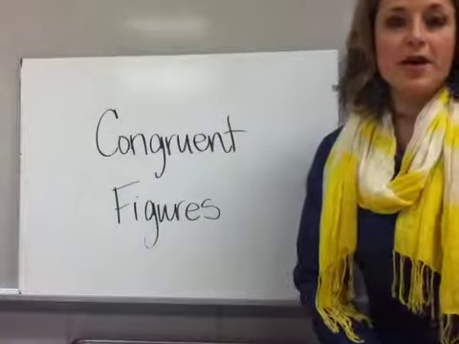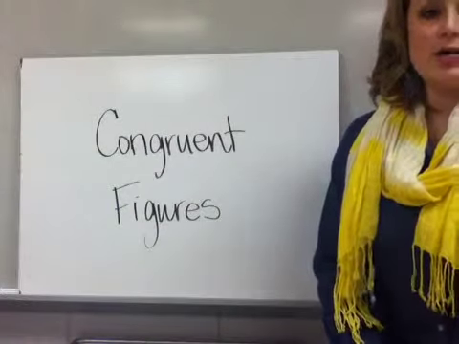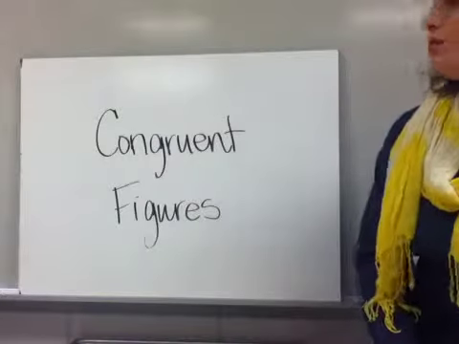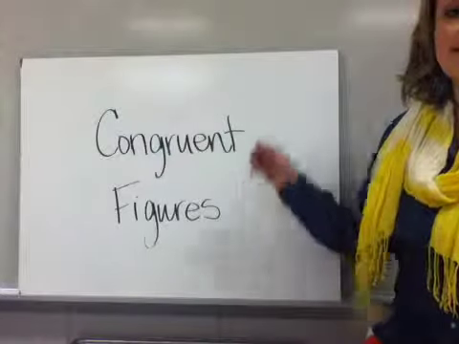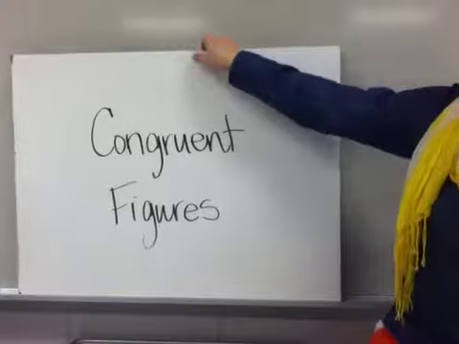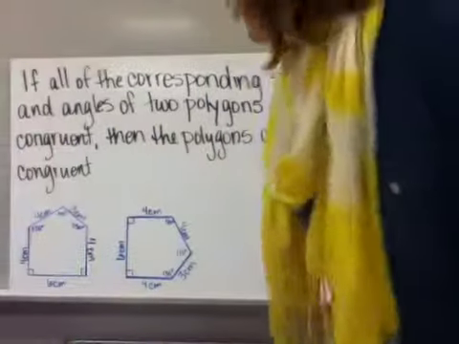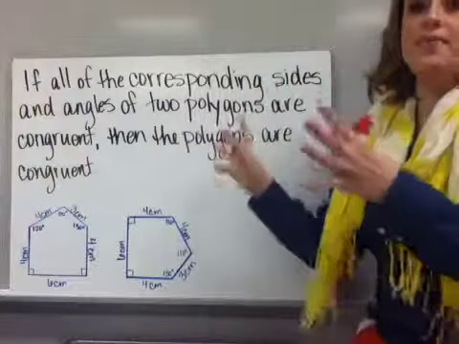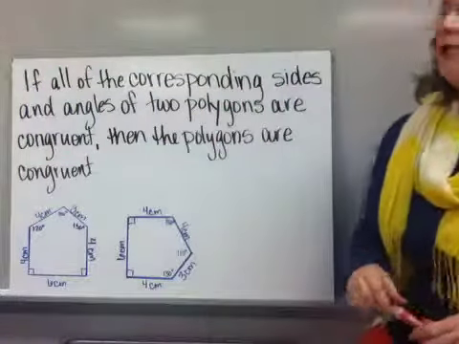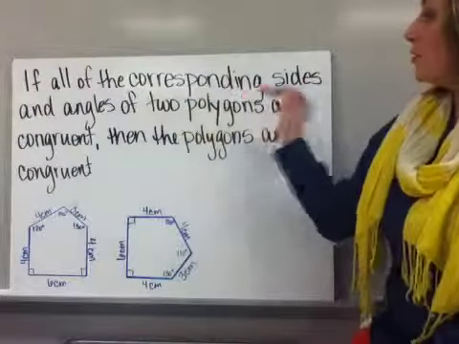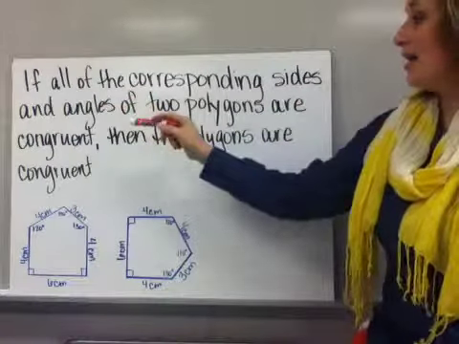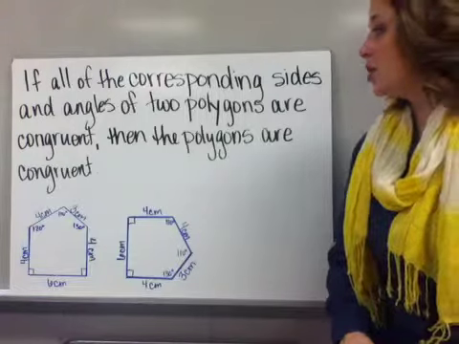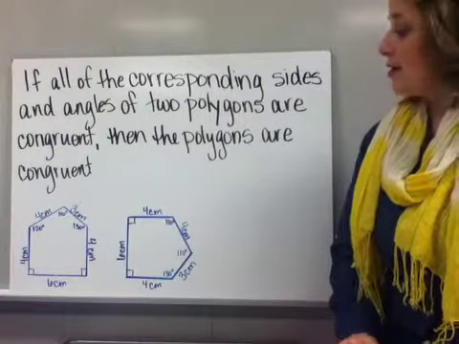So far we've talked about congruency in angles and side measures, and so now we're going to talk about how this applies to different figures. This is the main idea of the entire lesson. You want to make that big, put a big circle around it in your notes. If all the corresponding sides and angles of two polygons are congruent, then the polygons are congruent.